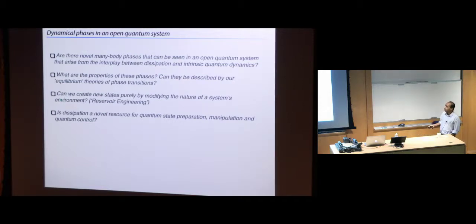Can we create new states purely by modifying the nature of a system's environment? So we take a certain system with its intrinsic Hamiltonian and say, now I want to create a new state, not by modifying the system, but instead by modifying the system's environment. Can I do that? And in that sense, can we flip this discussion on dissipation as something to be avoided and say dissipation is actually a novel resource that one can harness for new kinds of quantum states or manipulation or quantum control? And this will be the rest of my talk. And the answer to each of these, in case you want to nod off, is yes. Yes to all of these.